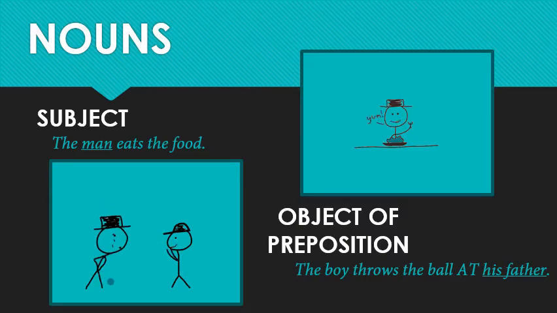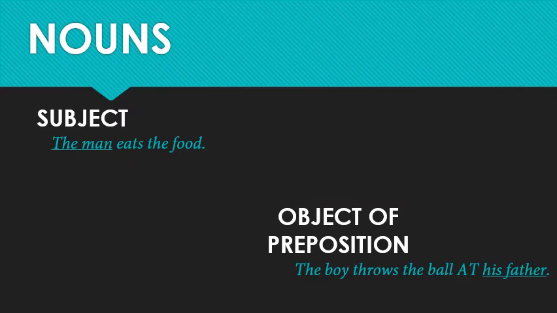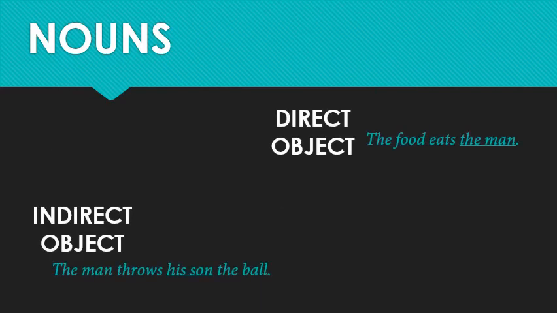The boy throws the ball at his father. So prepositions again: at, on, in, with, etc., of. And so prepositions always need to be followed by a noun. So that noun is called the object of a preposition. Today, though, we're going to start talking about the objects. We'll start with the direct object, and then next time I'll go into more detail about the indirect object and compare the two a bit.